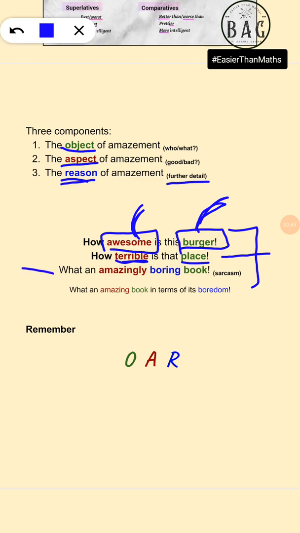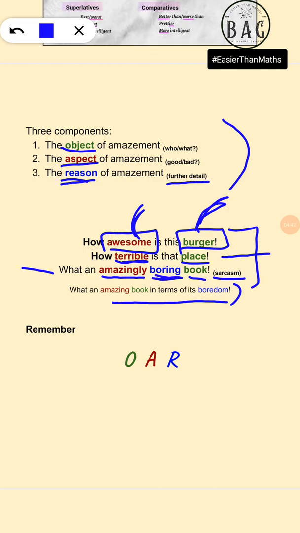All right, now let's check this third sentence. It says, what an amazingly boring book. Now, of course, this is sarcasm, okay? And what it means or implies is, what an amazing book in terms of its boredom. So if the award for the most boring book was to be given, this is the book that would get it. Okay, so this is what this sentence is saying. So of course, you can also use amazement for sarcasm, and this is something that all of us do almost all the time. So as you can see, the word book here is the object of amazement, and amazingly is the aspect of amazement. So it's telling us it's really good. And what is it good at? Being boring. Okay, so this word boring is the reason of amazement.